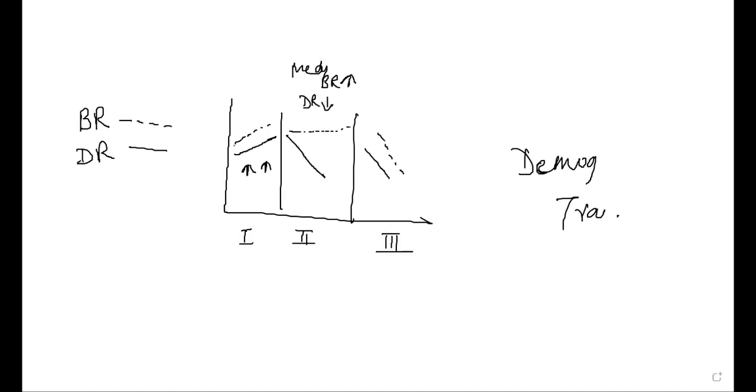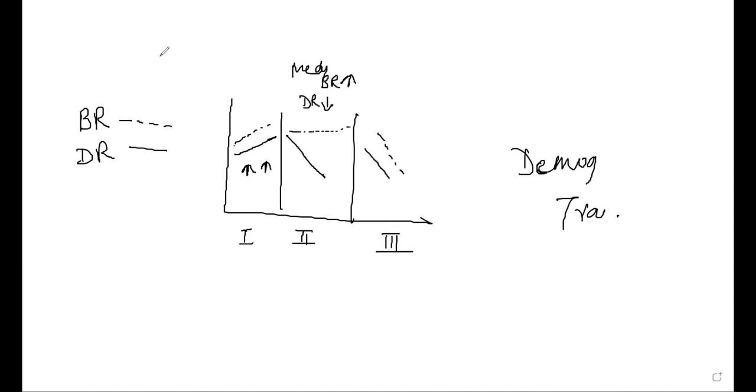Then in the third stage, birth rate and death rate are low. Birth rate is low because there was proper education about population control, and death rate decreased because there were proper medical facilities. Yes, very good.